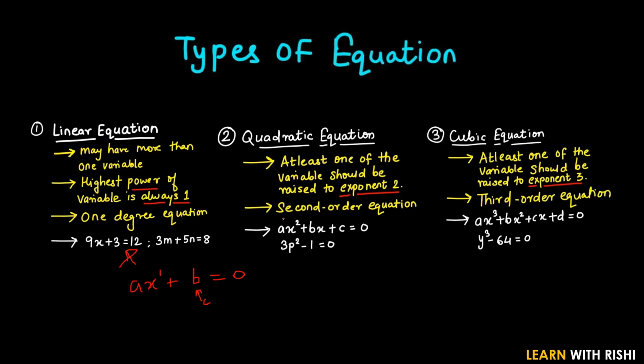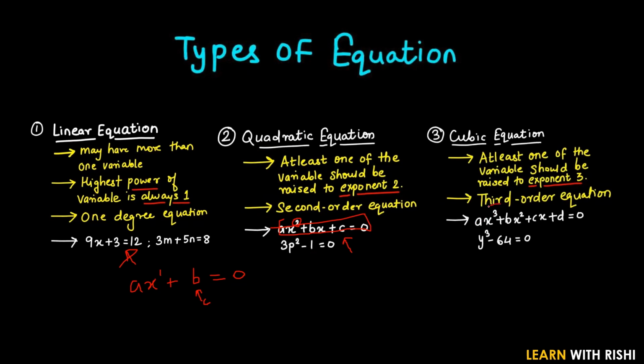For quadratic equations, the general equation is ax square plus bx plus c, where c is my constant. Then ax square. So here my variable x should have the exponent 2, should be raised to exponent 2. That is, the highest power should be 2. Then it is a quadratic equation.